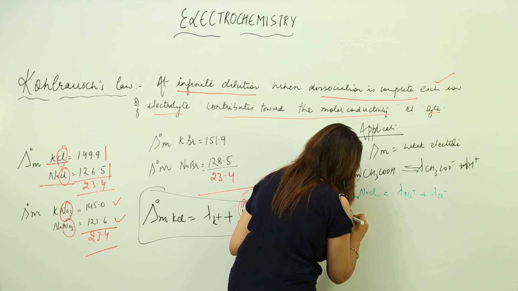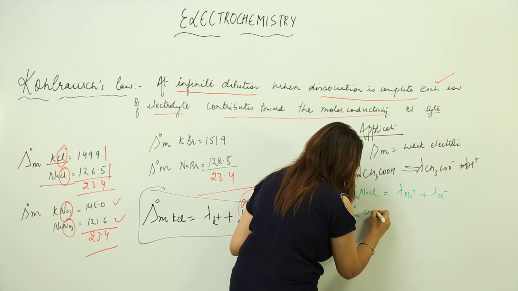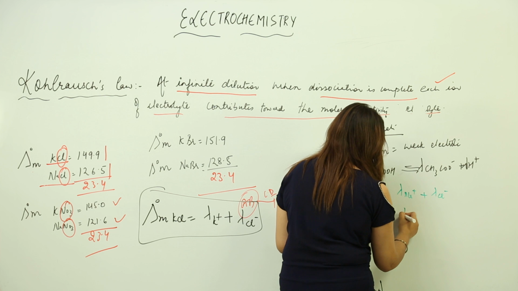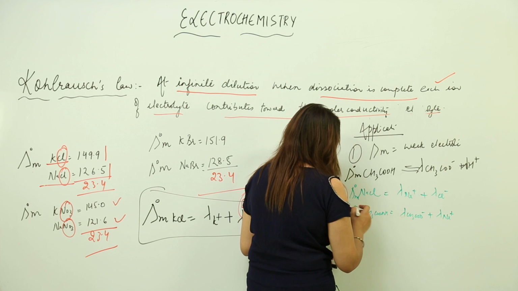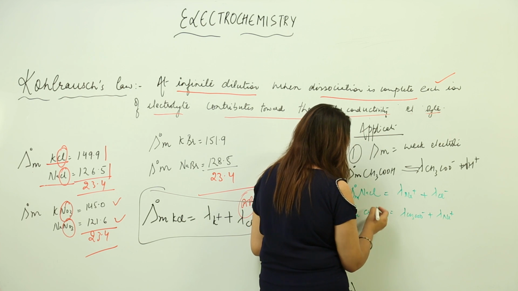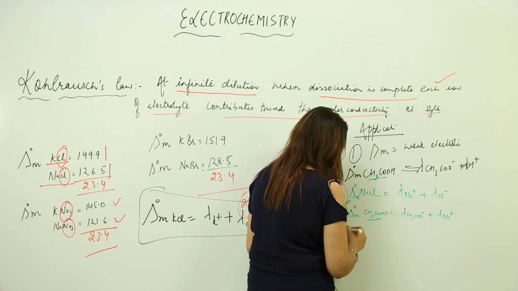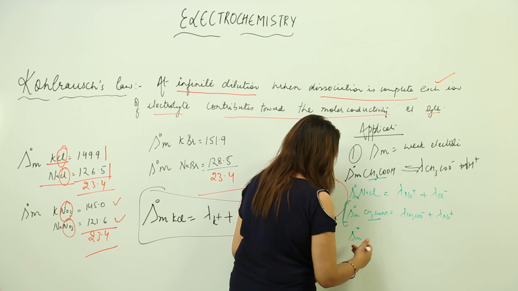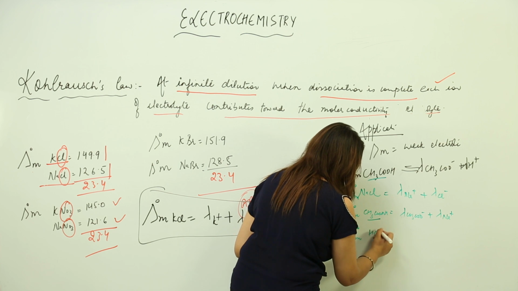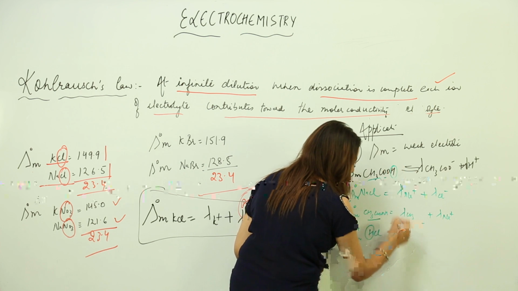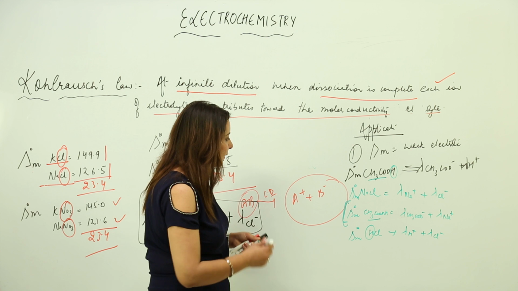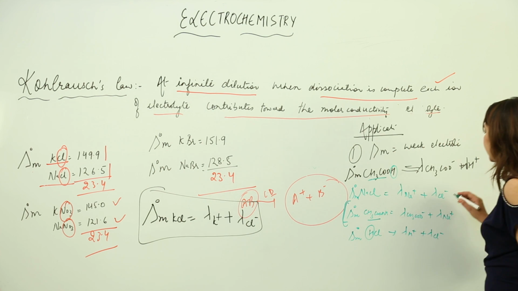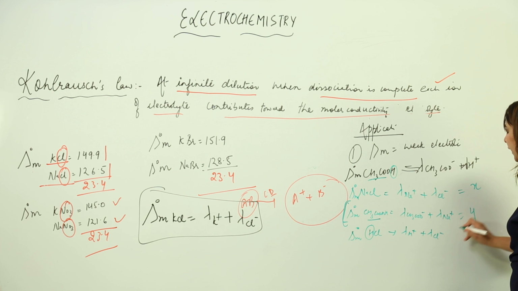Let's take another example, CH3COONa. Then it is the conductivity due to CH3COO negative and the conductivity due to Na positive. As you can see, this electrolyte has a common ion with acetic acid, CH3COO. Let's take another electrolyte, HCl, which also has a common ion. It contributes lambda H positive plus lambda Cl negative. Let's say that the molar conductivity for NaCl is X, for CH3COONa is Y, and for HCl is Z. Let us assume these values.